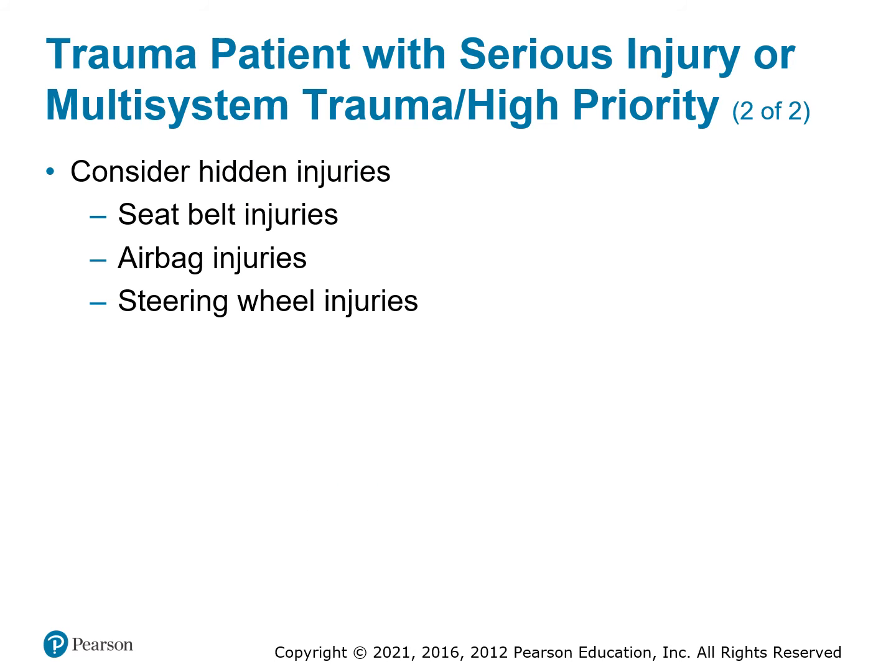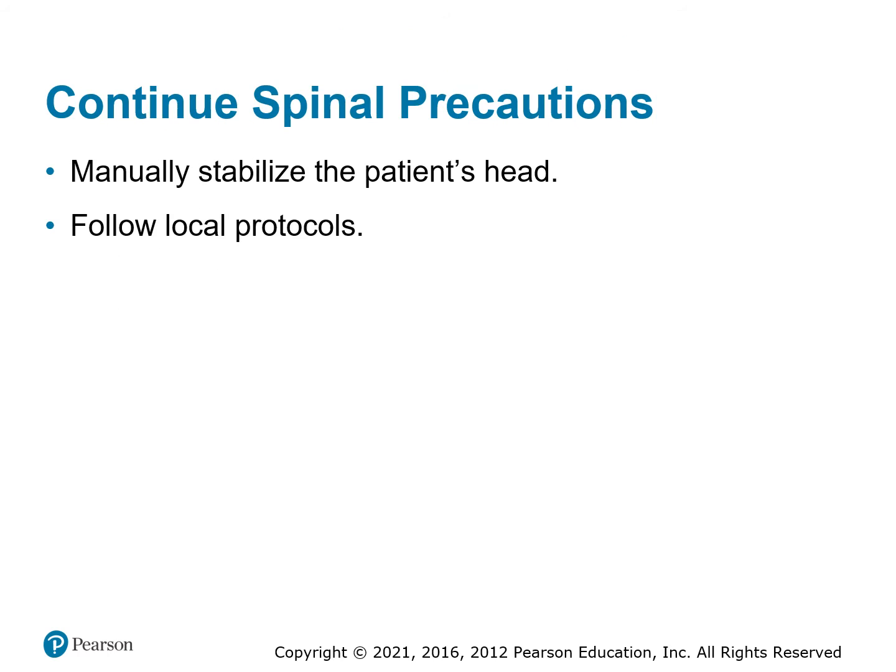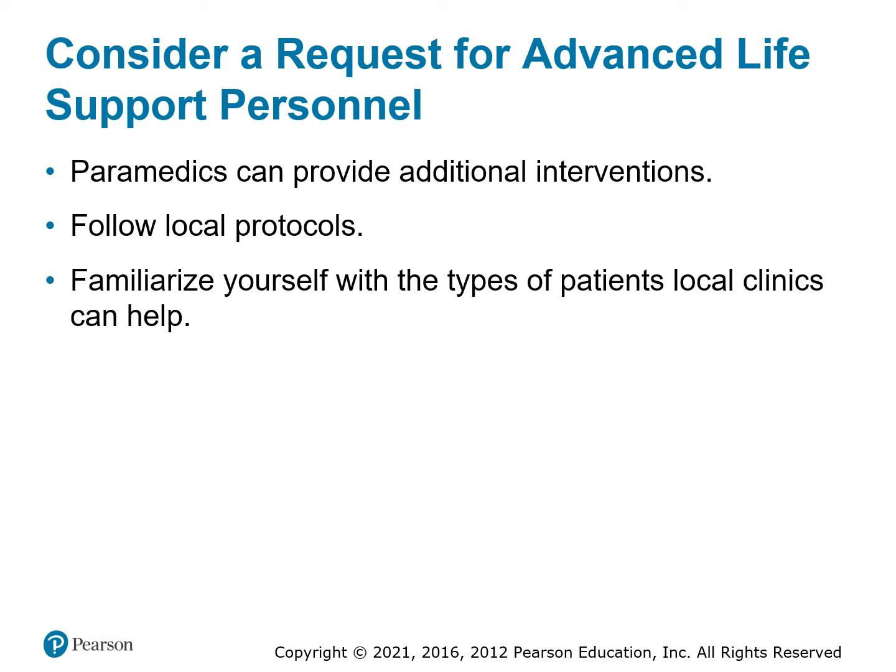Some things you're going to worry about that you won't be able to find by just looking. Seatbelt injuries. They can cause rapid deceleration in the body. Airbag injuries or steering wheel injuries all push on the chest and sometimes don't leave any exterior damage for us. So stabilize the head. Put the C-collar in as soon as you're done assessing the neck. And then as you get them ready to transport, you're going to put them on a backboard and secure them to the backboard following local protocols.